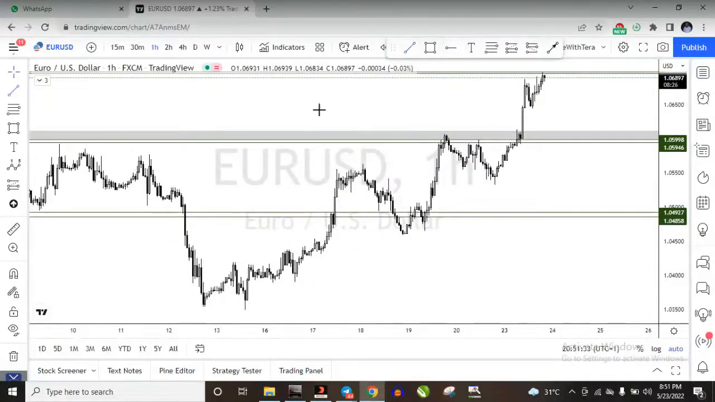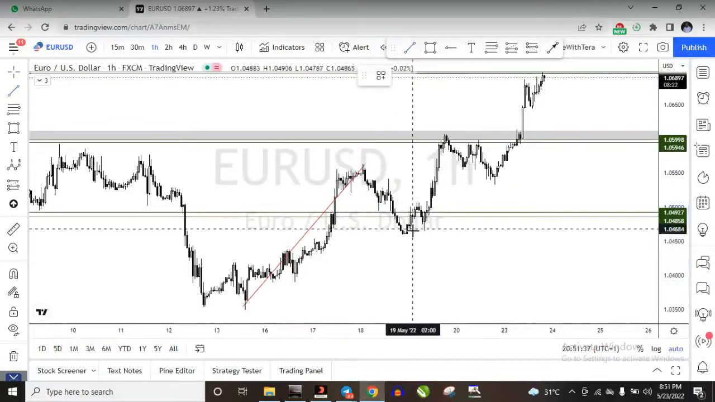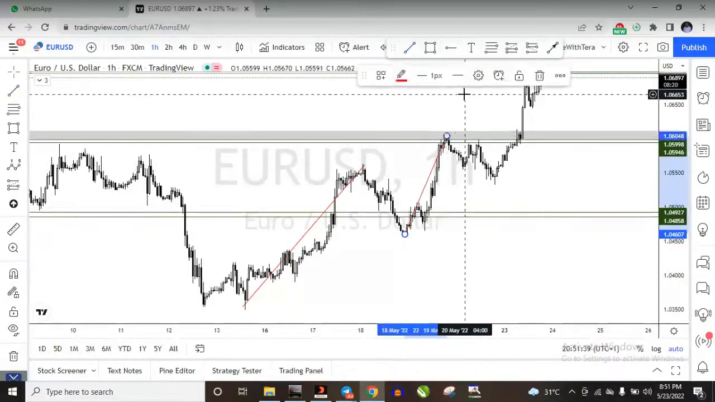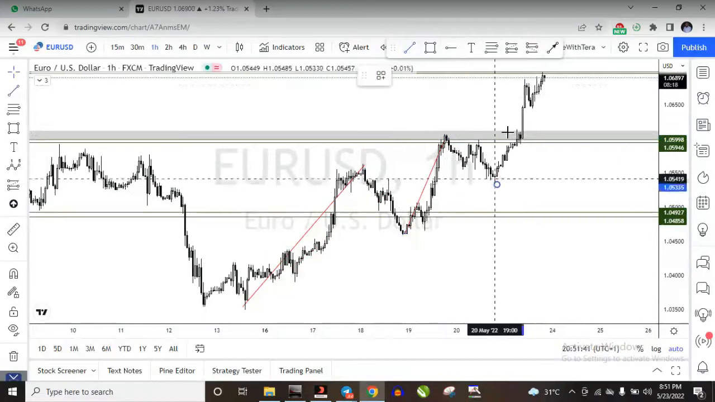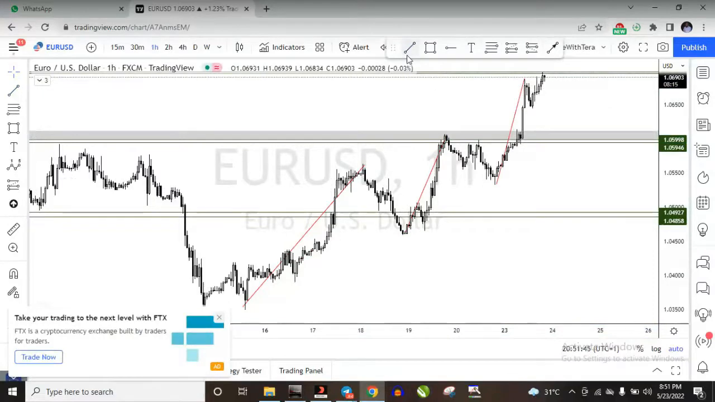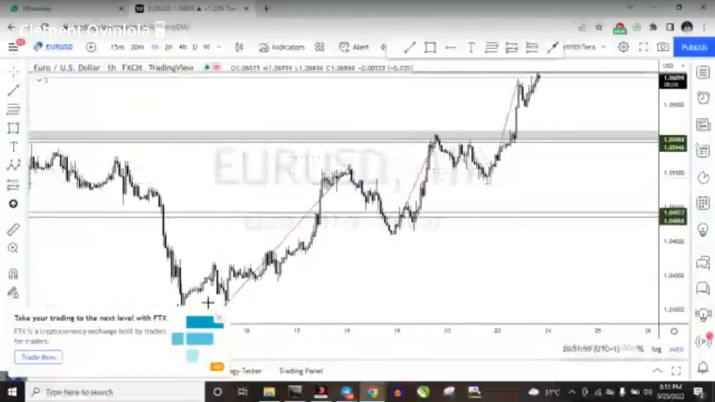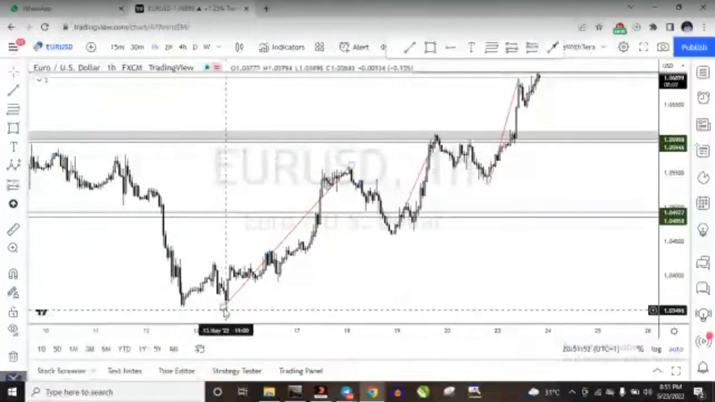Let me use this to draw to indicate that you see this massive move right here, and then you see the reduction in momentum right there, and then you see a little push up right here, and another push up right here. It is important for us to observe these moves.